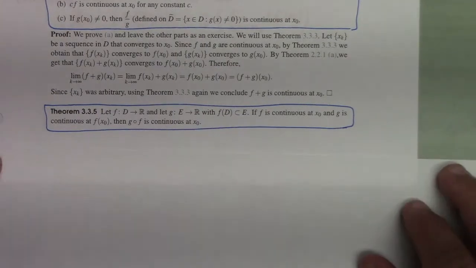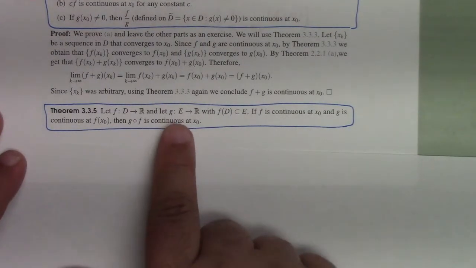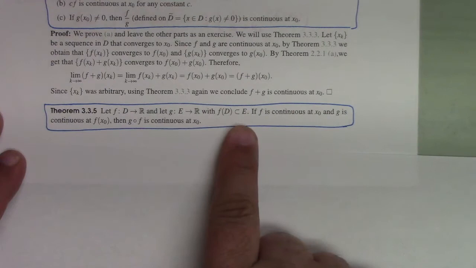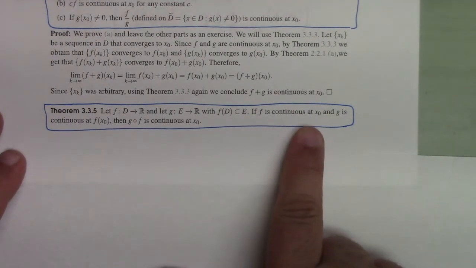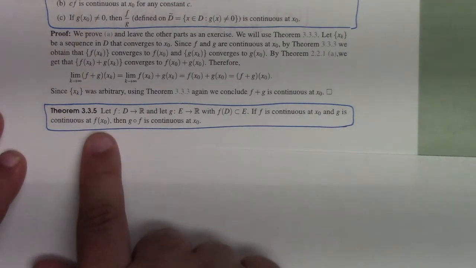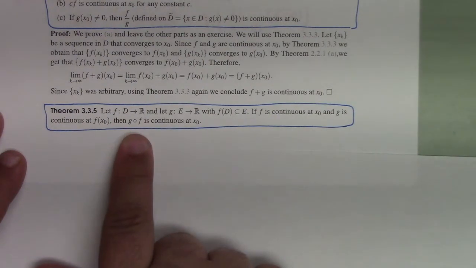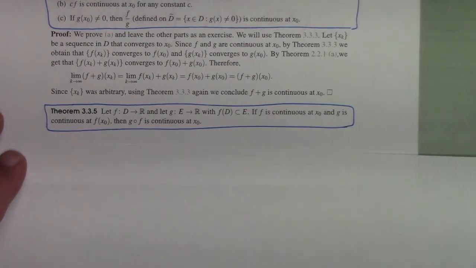And finally, the last theorem in this section: let f from D to R and g from E to R with f of D a subset of E, f is continuous at x naught and g is continuous at f of x naught, then the composite of g with f is continuous at x naught.